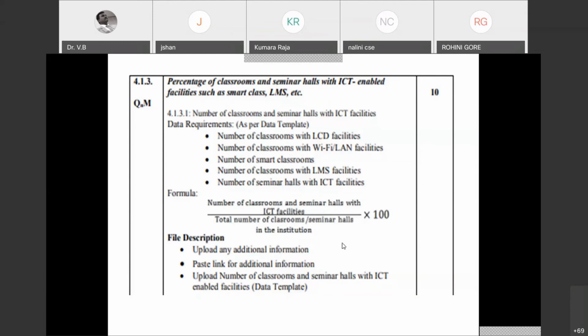So here you have to enter the number of classrooms and seminar halls. Again, it is quantitative, meaning there is a data template in which you have to enter these. And remember, in case you say that you have 5 smart classrooms or 10 smart classrooms, if you specify those numbers, then NAAC may ask for the geotagged photographs of those.